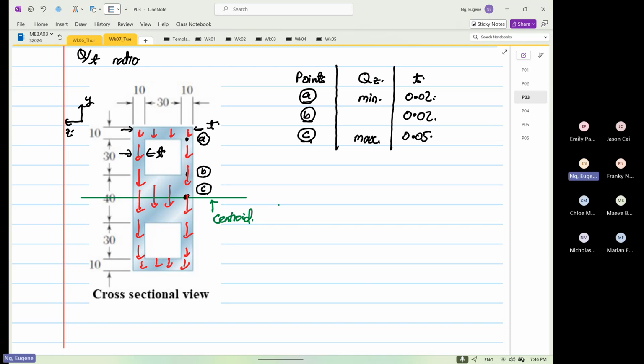So there are 2 points of concern now. Point A is impossible because QZ is at its what? Minimum. Point B is somewhere in between what? Q max and Q min. And regarding this point, it is equal to what? 0.02, right? So we have to check on this point over here, point B.